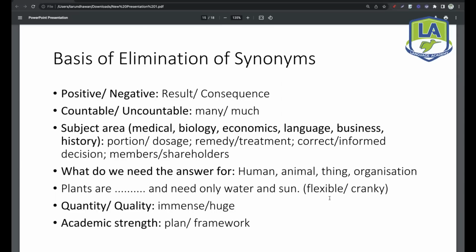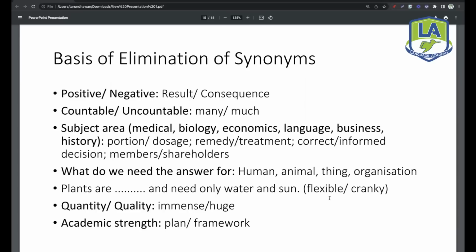Second is countable and uncountable is also a factor. For example, out of many and much, many comes with countable words and much comes with uncountable words. So that's also a factor to consider when you have options which have these different contexts, countable and uncountable. Subject area makes a big difference. So we have blanks on medical context, we have biology context, economics, language, business, history. We have different contexts that the blanks come from.